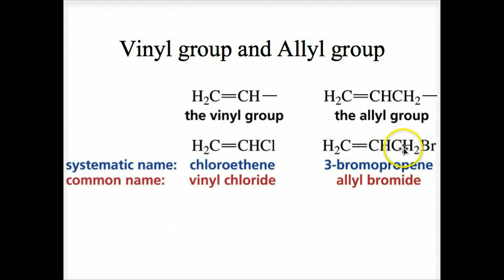Notice it's a 3-carbon chain. Bromine is bonded to number 3 because the double bond is between 1 and 2. So 1, 2, 3. Its common name is allyl bromide. Why is there no number on the prefix of chloroethene, but there is on 3-bromopropene?